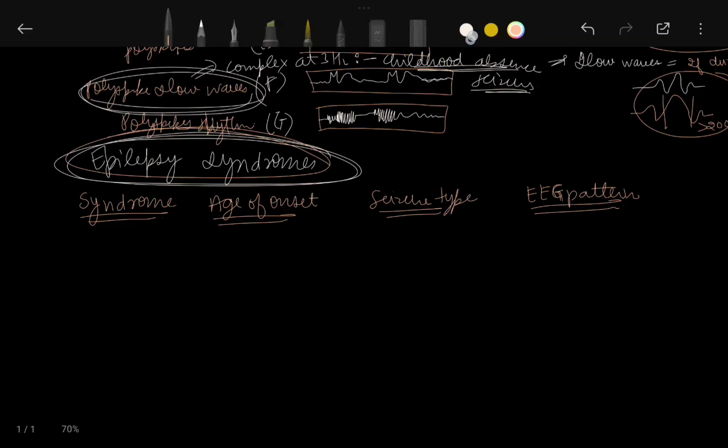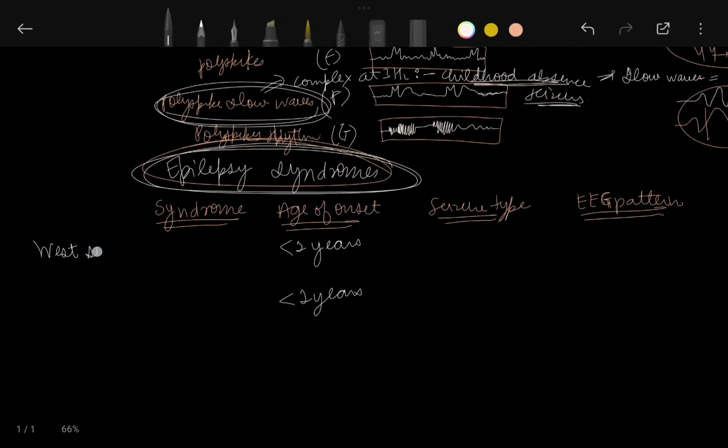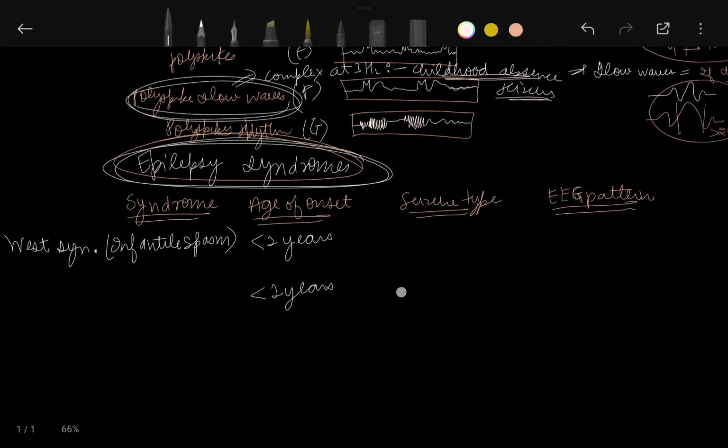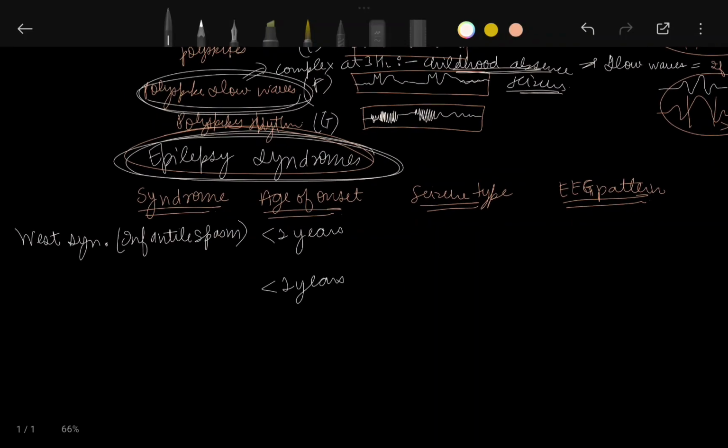in children, starting from infants and children less than 1 year of age, 2 types of syndromes are seen. The first one is West syndrome or infantile spasm, in less than 1 year of age of children. And the other syndrome is Dravet syndrome. It is pretty hard. Okay. West syndrome or infantile spasm, or Dravet syndrome.